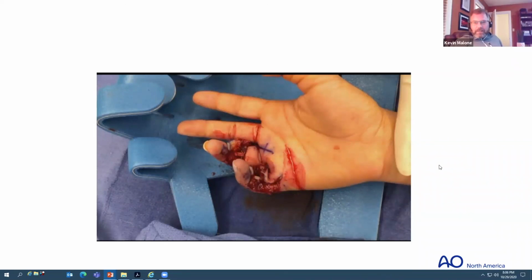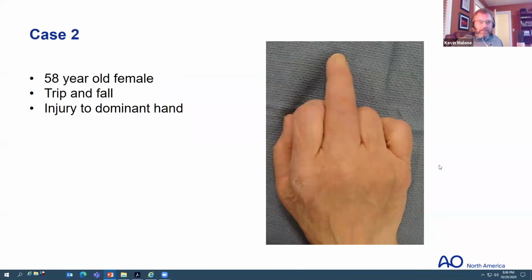So let's go to the next case, Sonu, if you wouldn't mind. This is a case that I submitted, a 58-year-old female, and she gave us all the bird, as many of us have seen patients who want to give us the bird. She had an injury to her dominant hand, and this is what she looked like at surgery, but the history is a little bit different. Go to the next slide.